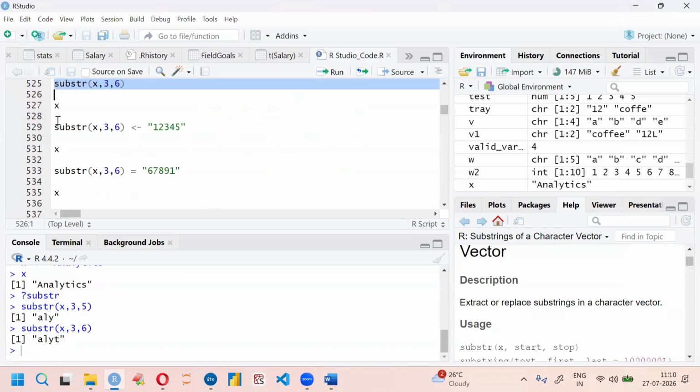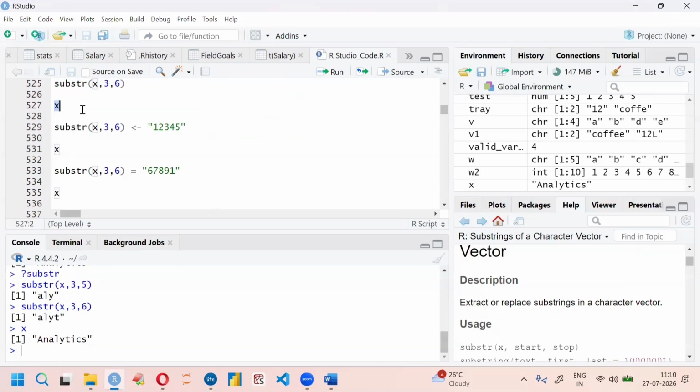Next, x. So what is x? x is nothing but analytics. So substring x comma 3 comma 6 assigned the value 1, 2, 3, 4, 5. What we are doing here is replacing this ALYT with 1, 2, 3, 4, 5. Let us see whether we can replace this ALYT with 1, 2, 3, 4, 5 or not. Run this one.